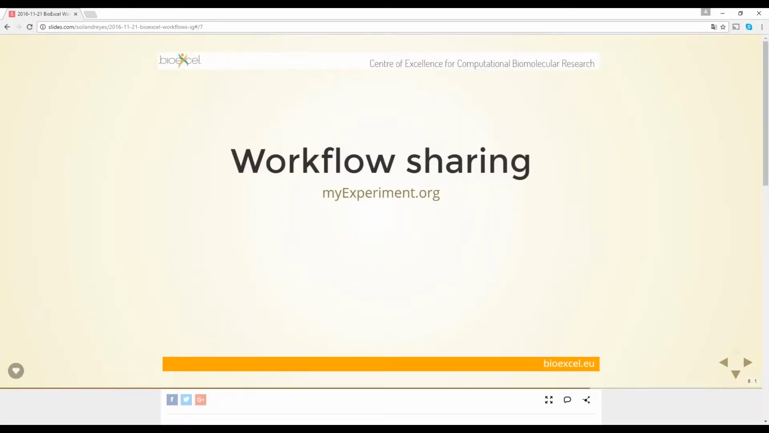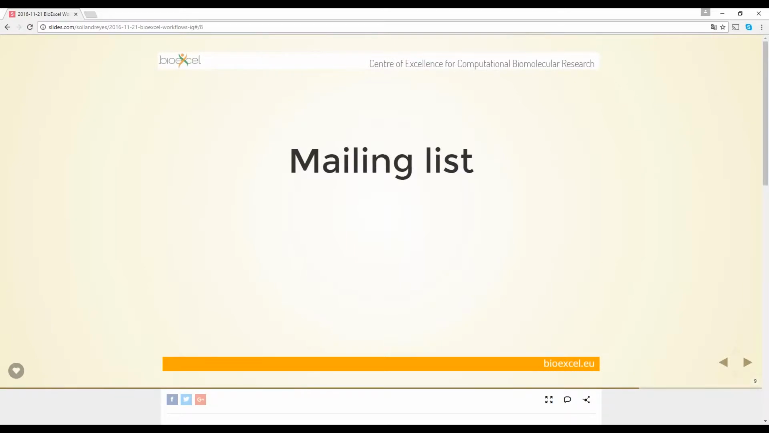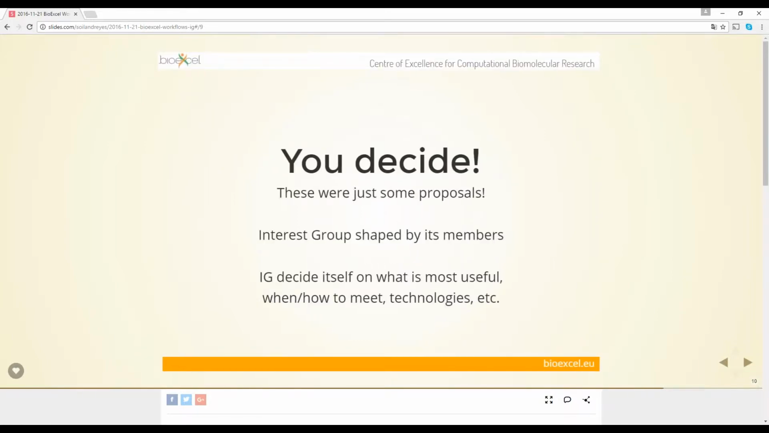You can also share workflows. My group at the University of Manchester, we have the myExperiment website where you can share workflows. There's a group in there for sharing BioExcel workflows. There's of course just a mailing list. If you sign up to an interest group, you will be on the newsletter where we, not even once a month or so, we'll send you links to the different workflows. But it's up to you to decide.